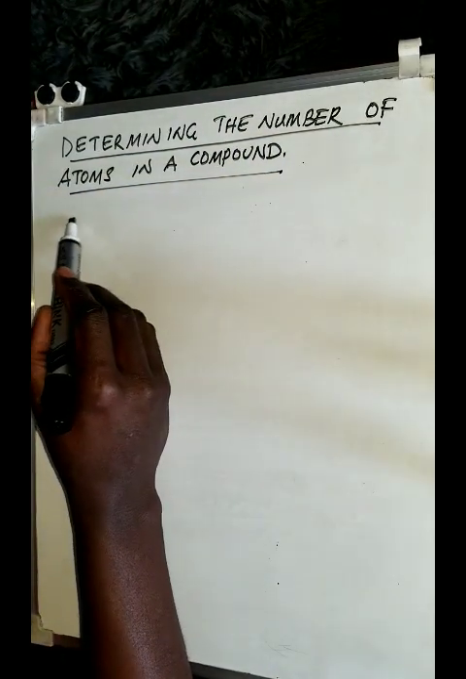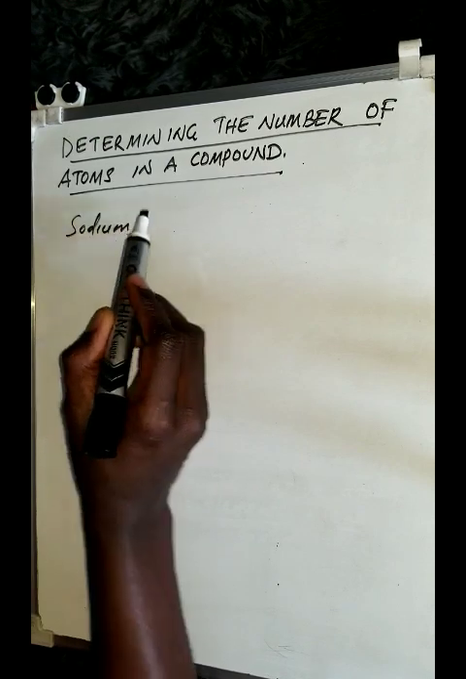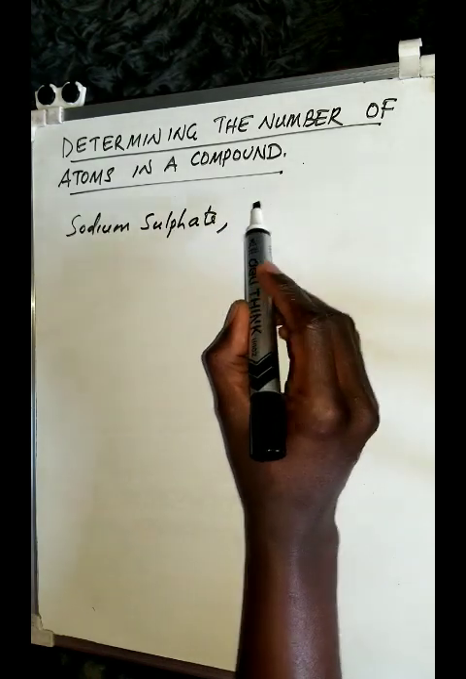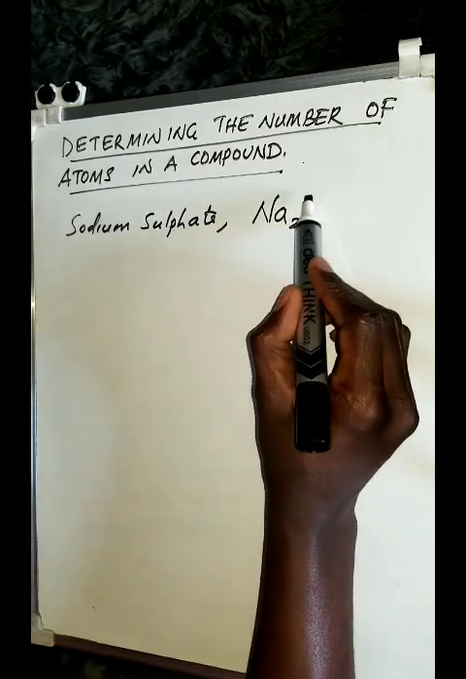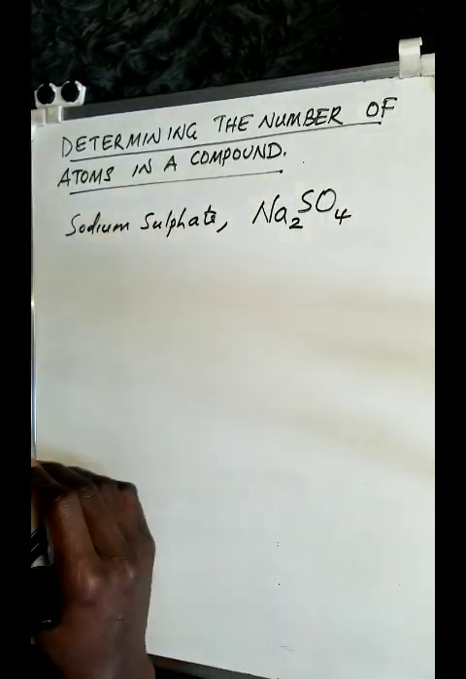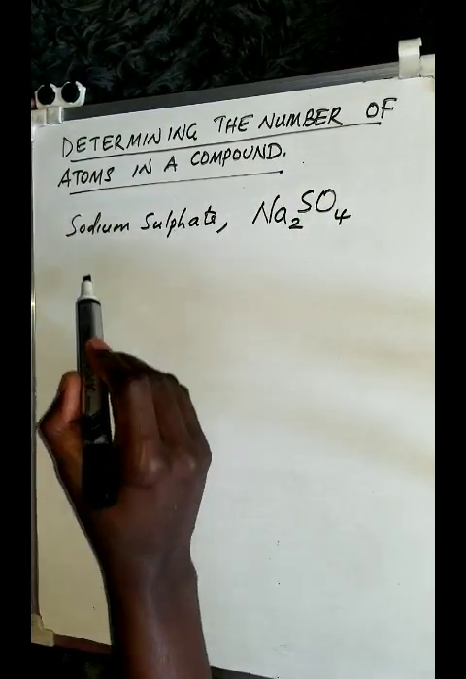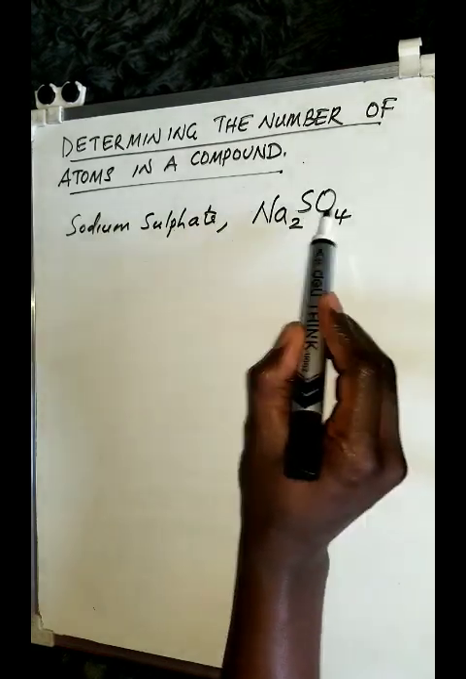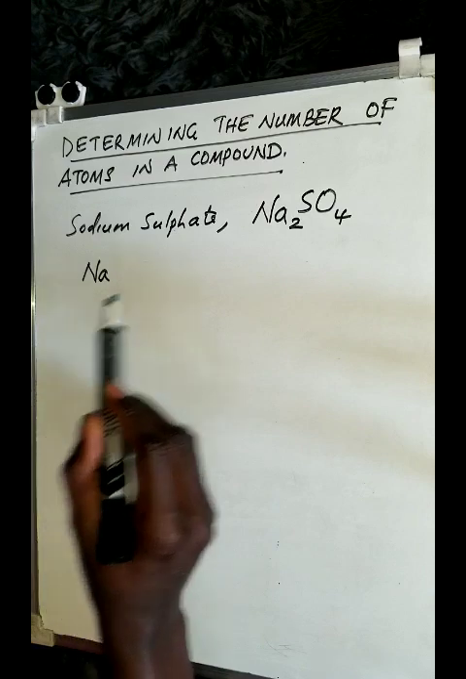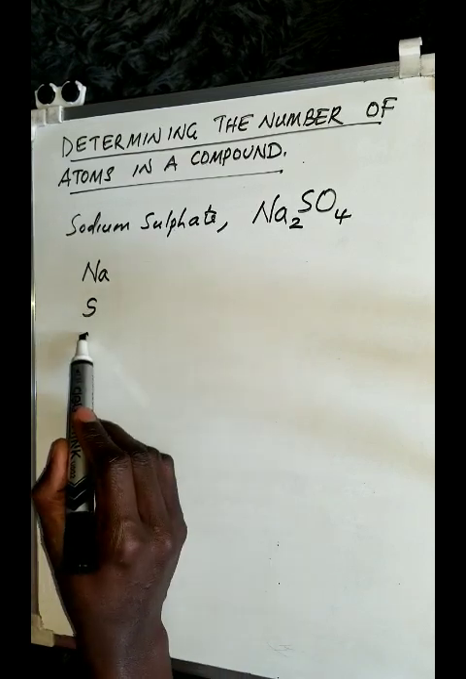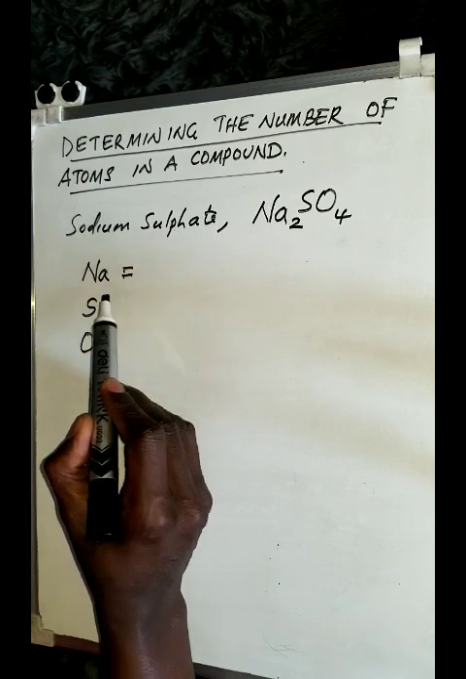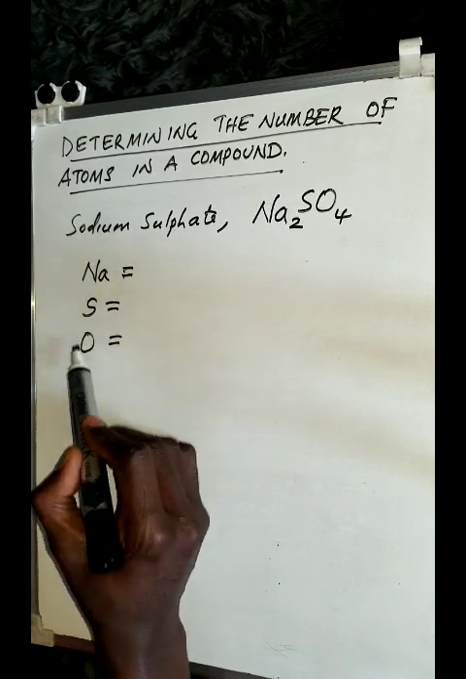For example, if I give you the compound sodium sulfate, so the proper formula for sodium sulfate is that, and I want you to determine the total number of atoms in this compound. So what you do, you identify the different elements that are there. You have your sodium, you have your sulfur, and you have your oxygen. First of all, try to determine that, then identify the number of atoms of each type that you have.